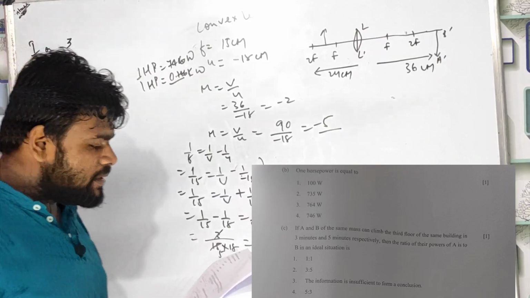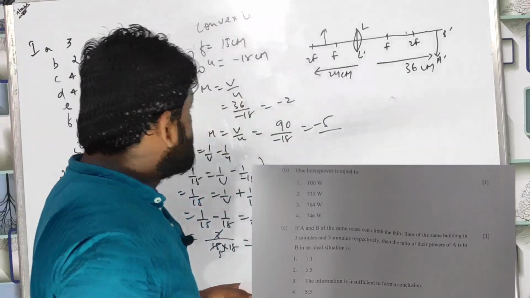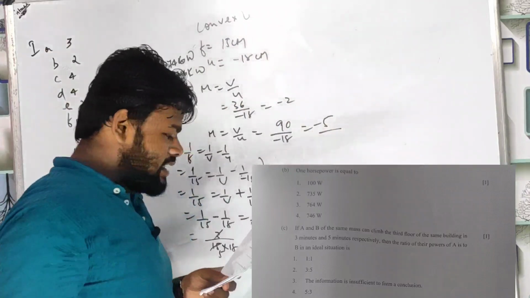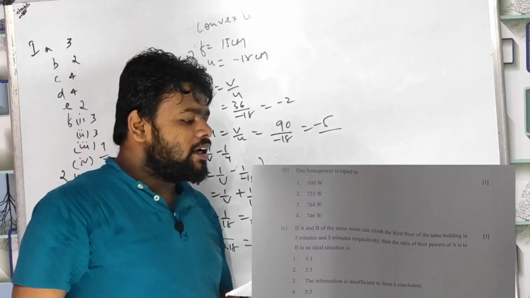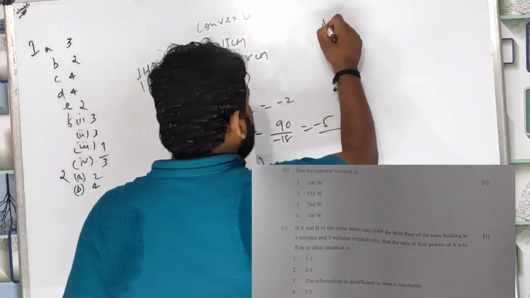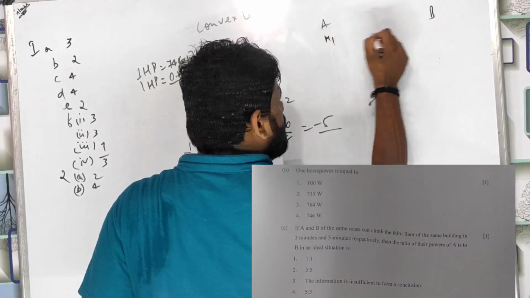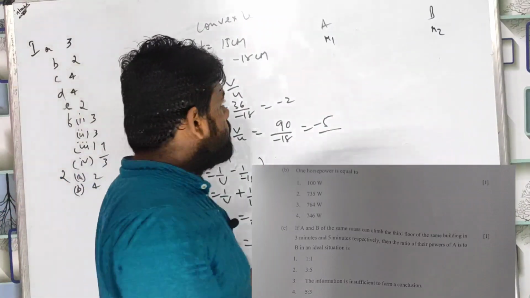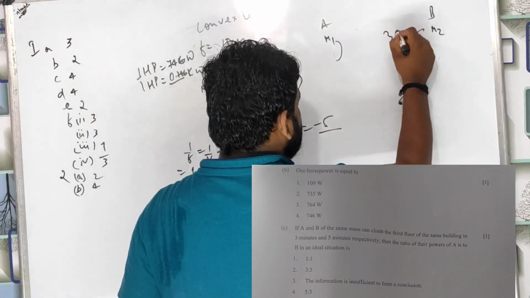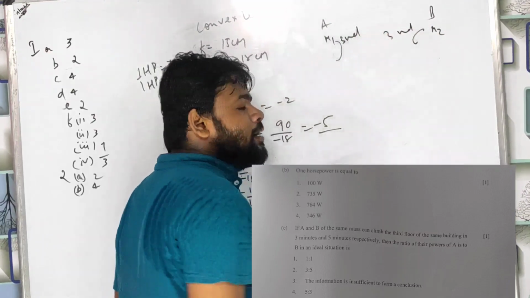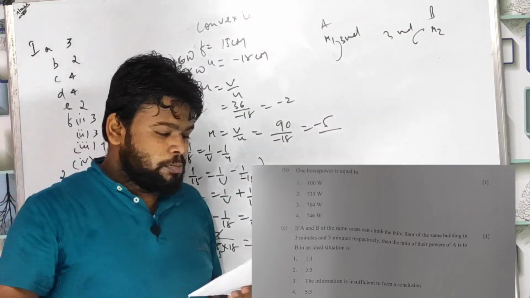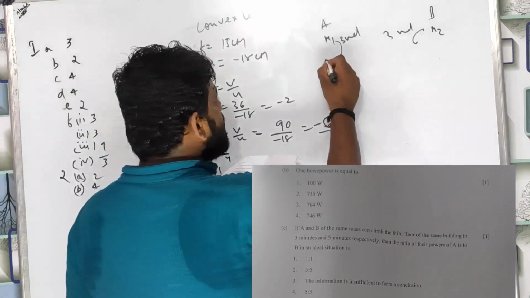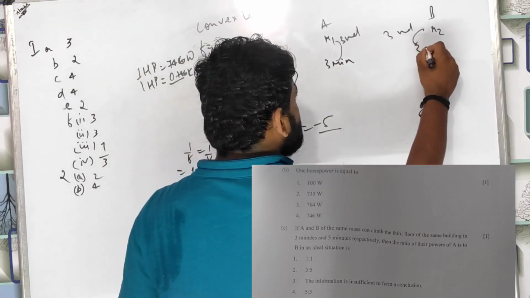Next, see the number C question. Option C, let me erase this. In case of C it is given, if A and B of the same mass, M1, M2 mass, can climb the third floor. The way I am doing, you have to do in the same way to make yourself understand pretty well. A कितना मिनट? 3 मिनट. B कितना मिनट? 5 मिनट.